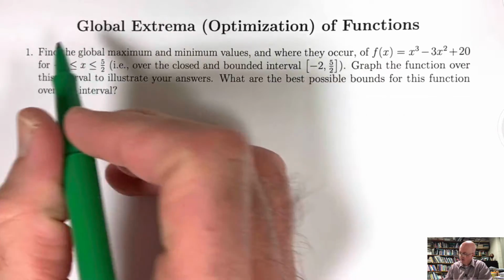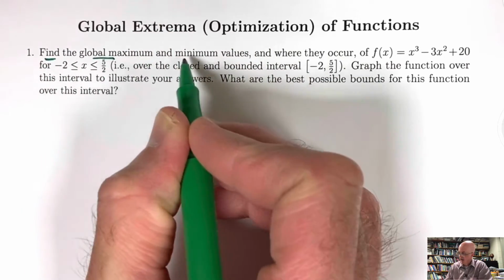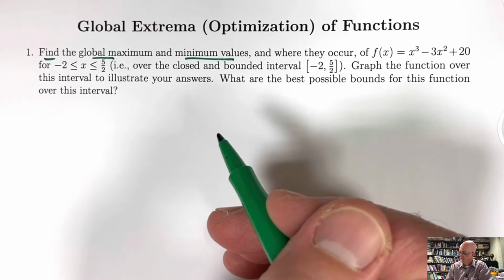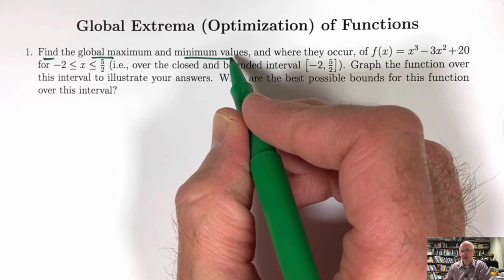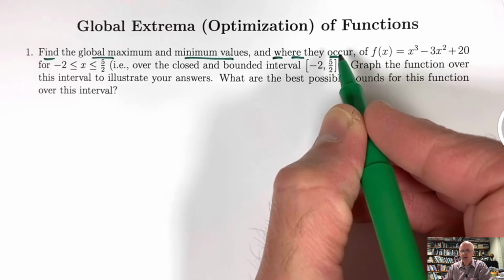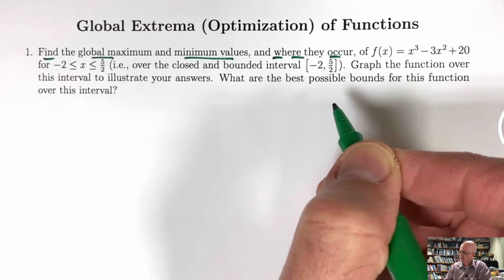Let's use derivatives from calculus to find global extreme values of functions. Number 1, find the global maximum and minimum values, also called absolute maximum and minimum values. Those are the outputs. Whenever I use the word values, I mean outputs. And where they occur, that means the x-coordinates of those points.